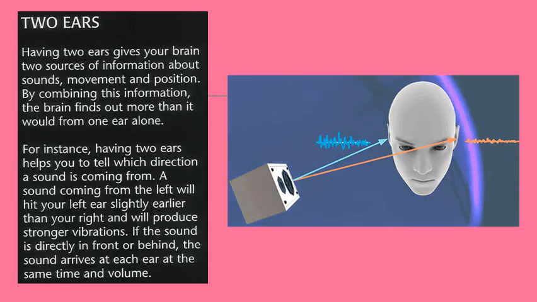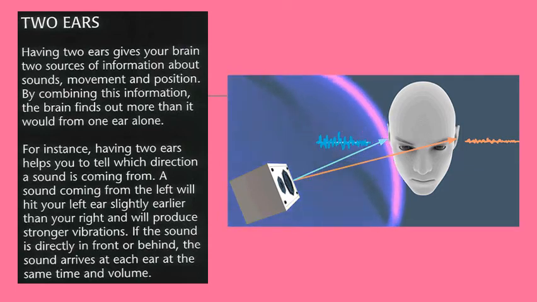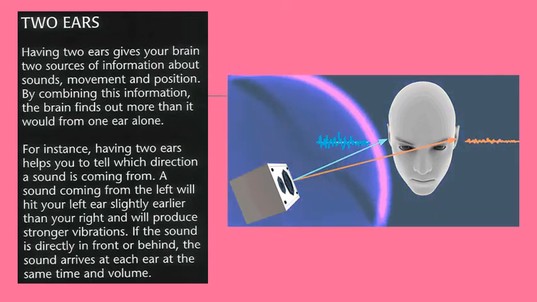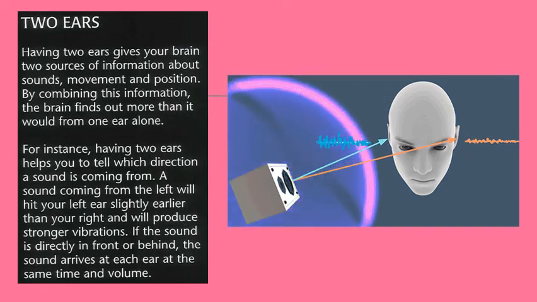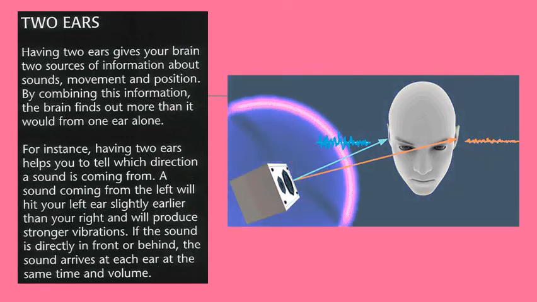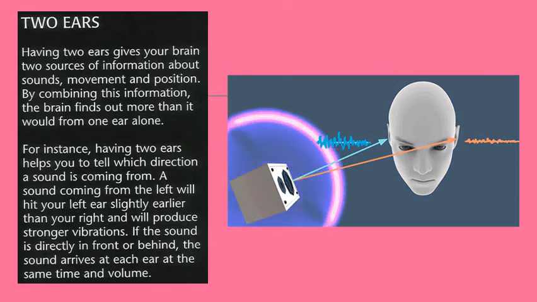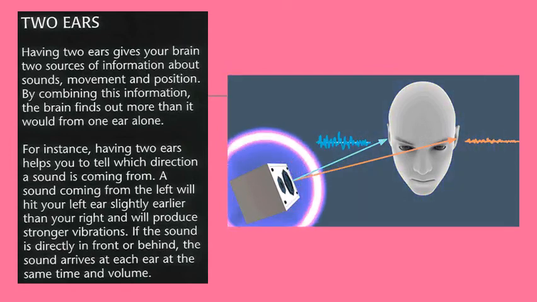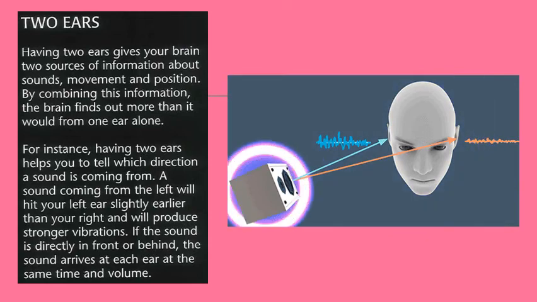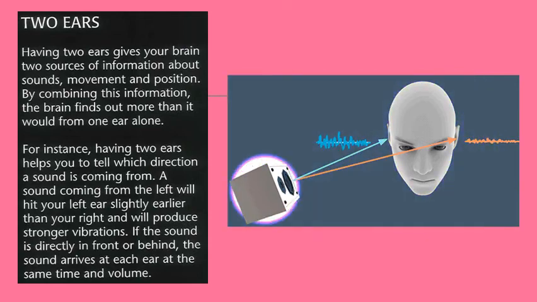You have two ears. Having two ears gives your brain two sources of information about sounds, movement, and position. By combining this information, the brain finds out more than it would from one ear alone. For instance, having two ears helps you to tell from which direction a sound is coming from. A sound coming from the left will hit your left ear slightly earlier than your right and will produce stronger vibrations. If the sound is directly in front of you or behind you, the sound arrives at each ear at the same time and the same volume.